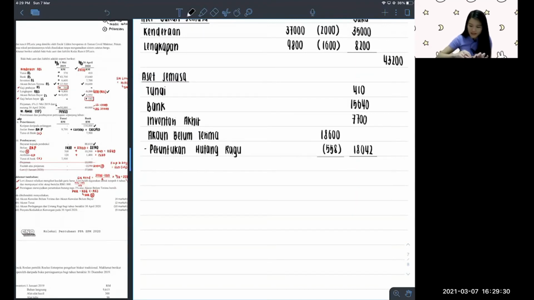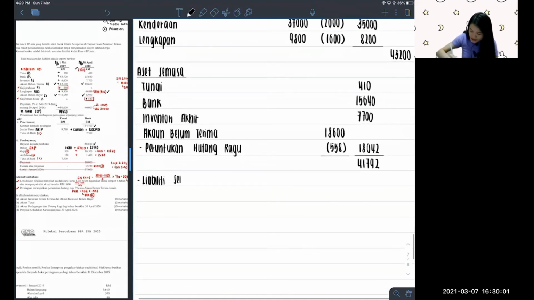Okay, 410 plus 15,640, 7,700 and 18,042. Our AS semasa is 41,792. Can you guys all get the same number as mine? 41,792. If you get a different one, can let me know, yeah? Can check. So if you guys have nothing to say, okay, same number, then I will go ahead and minus liability semasa.